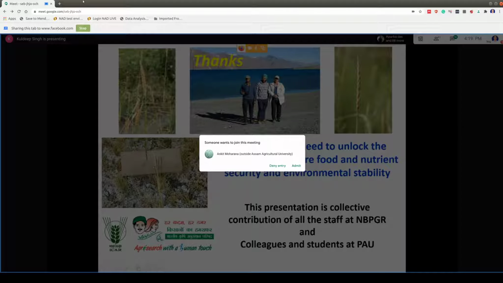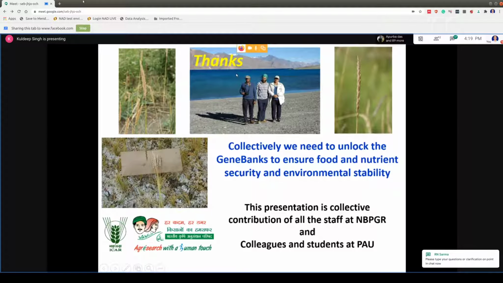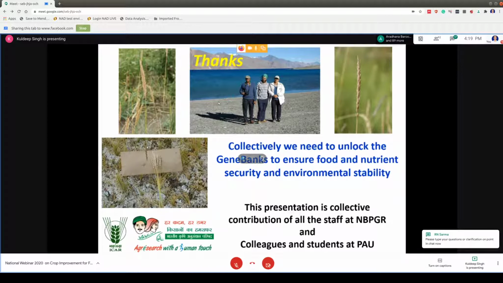This slide, again, you all know the Pangong Tso. This is actually the Pangong Tso where we went. This was in 2015. And we collected one species from here. It's a wild species of wheat, a distant relative of wheat. Among the cultivated species, it was the one growing at the highest altitude, where oxygen levels are low. So I'm sure this must have a very different mechanism of respiration and photosynthesis as well.